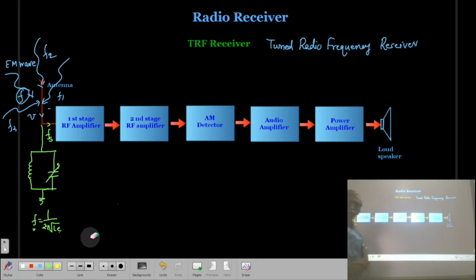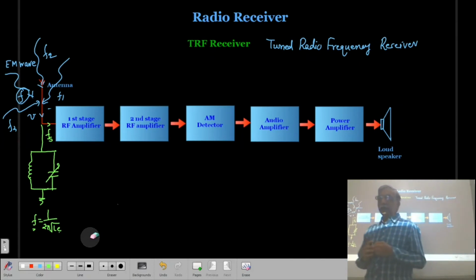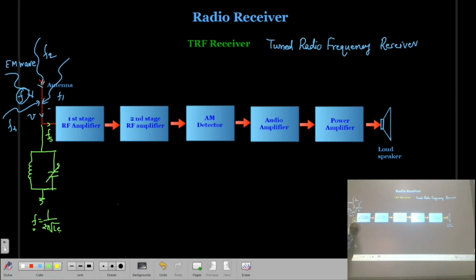As I have already mentioned, the amplitude of this frequency will be very, very small, because these signals are coming from far away. So they are very weak, and normally they will be in the order of a few microvolts only. Here, this signal Fs will be in the order of a few microvolts. Correct? So we have to amplify this signal.